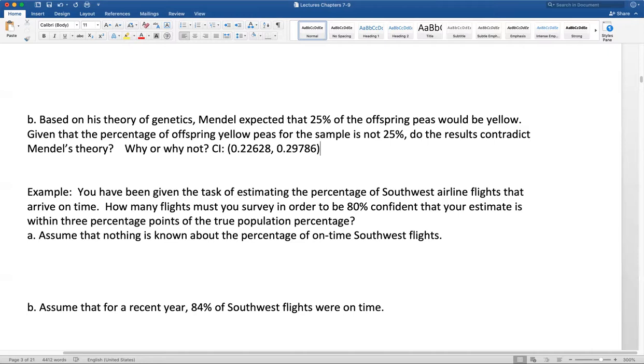the sample proportion of the offspring yellow pea is not 25%, we can say that Mendel's theory can be 95% confident that 25% of offspring peas will be yellow, based on that confidence interval.